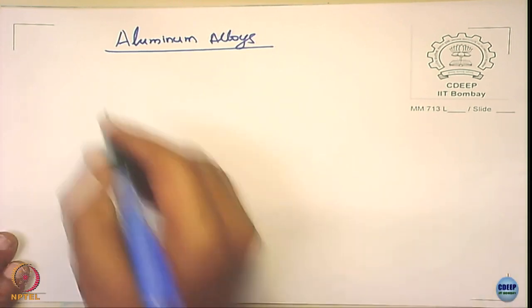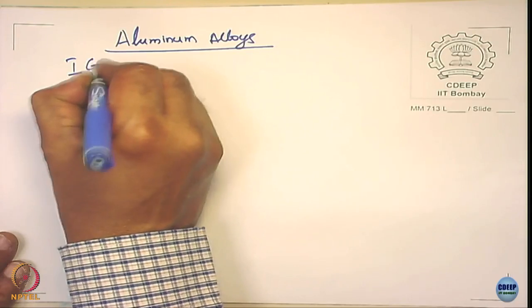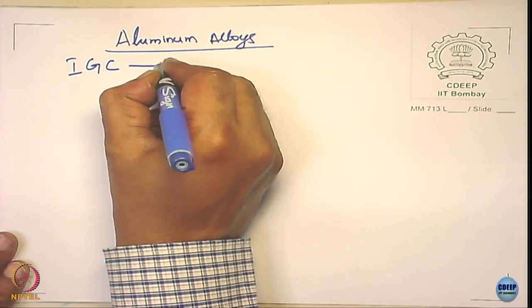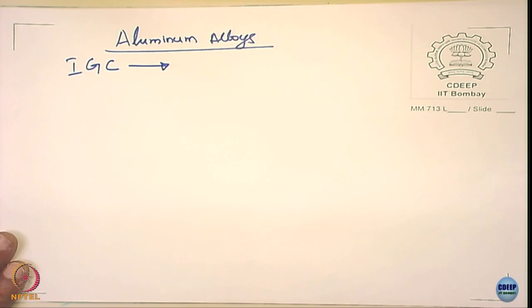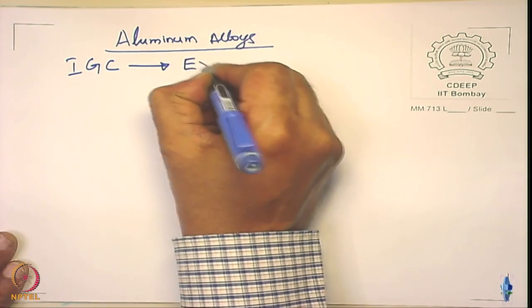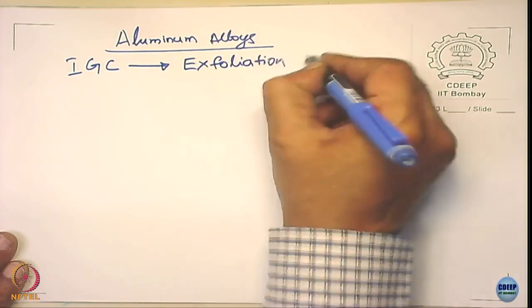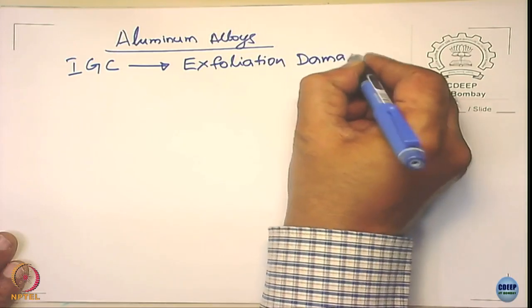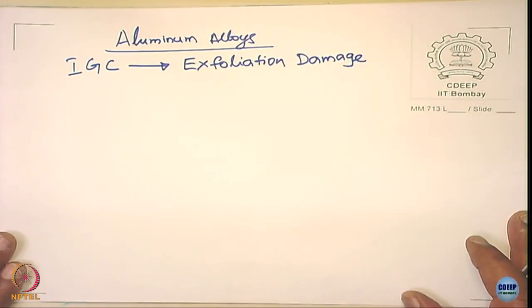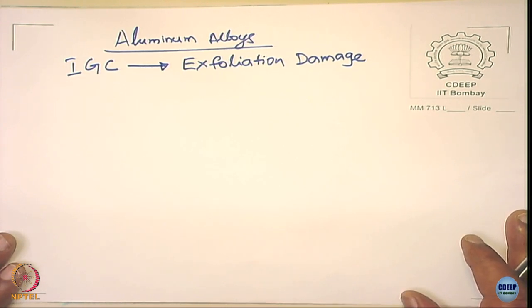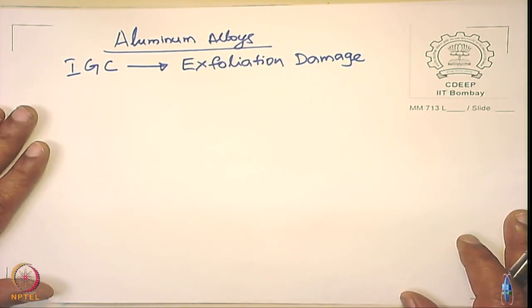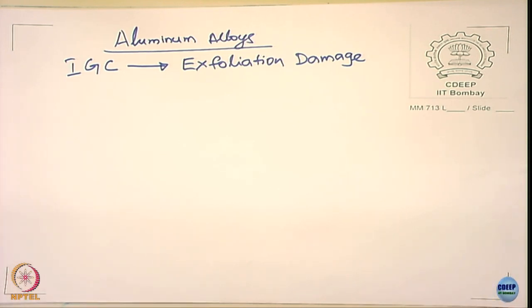Now, in aluminum alloys, the intergranular corrosion takes a different connotation, which is called exfoliation damage or exfoliation corrosion, okay, you can call it. You know what is meant by exfoliation, right? When you say exfoliation, what does it mean generally? It's called layer by layer removal, right? It's kind of plane by plane removal.